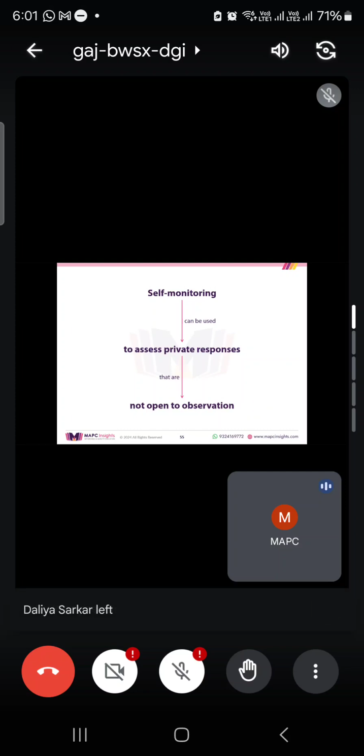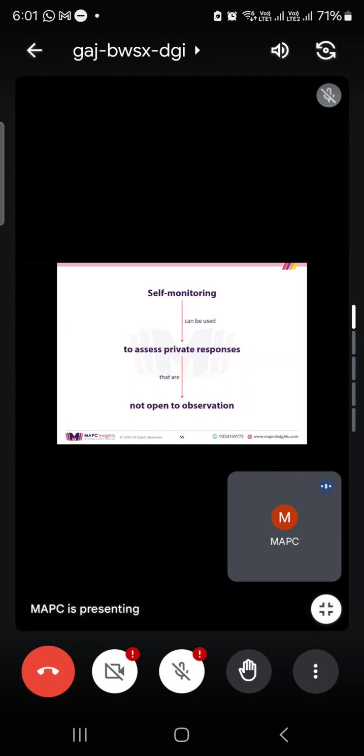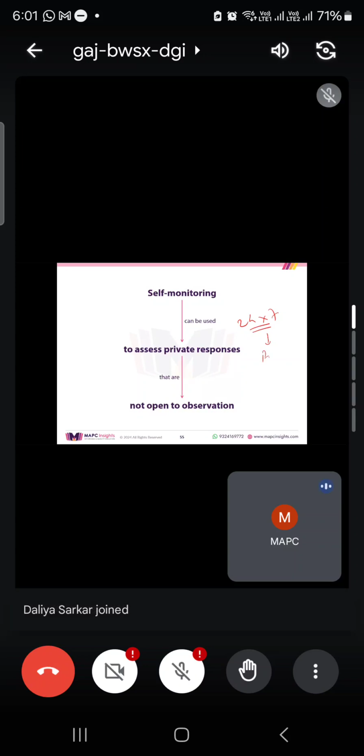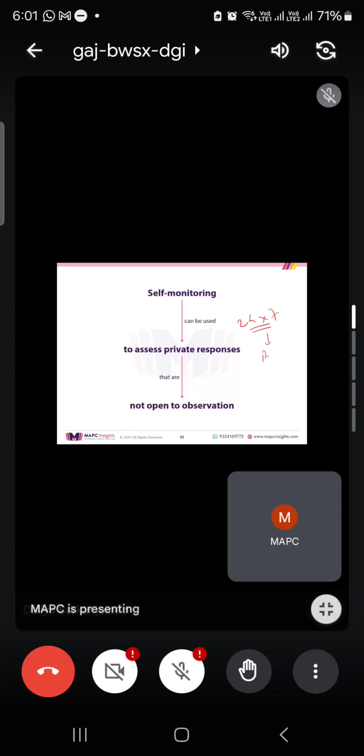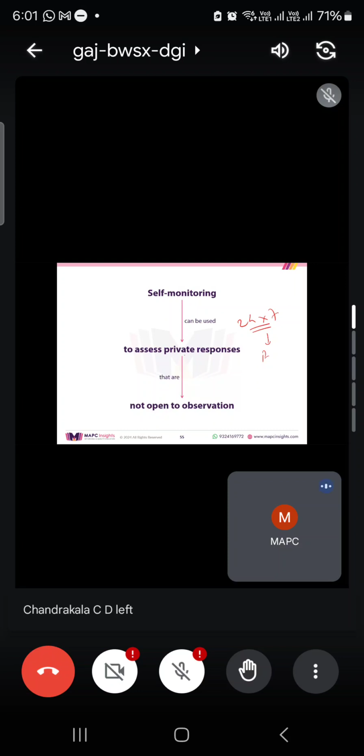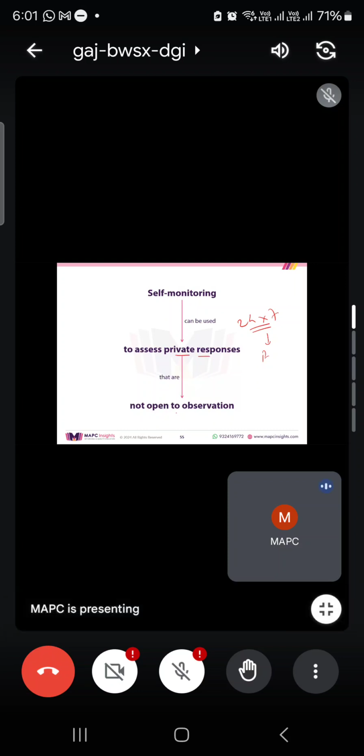Self monitoring can be used to assess private responses that are not open to observation. As I said, 24/7, it is not possible to observe anyone because there are some private moments. Okay, so those private responses which are not open for observation are done with the help of self monitoring.